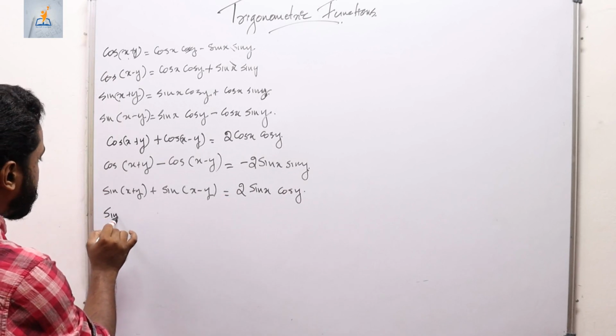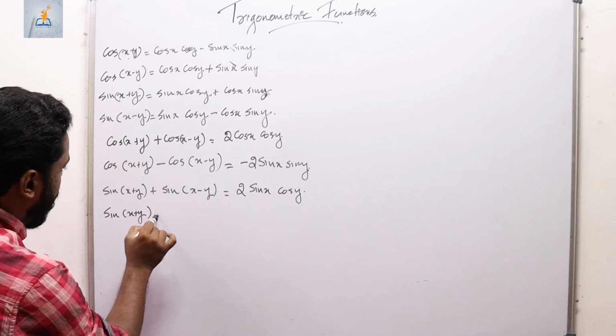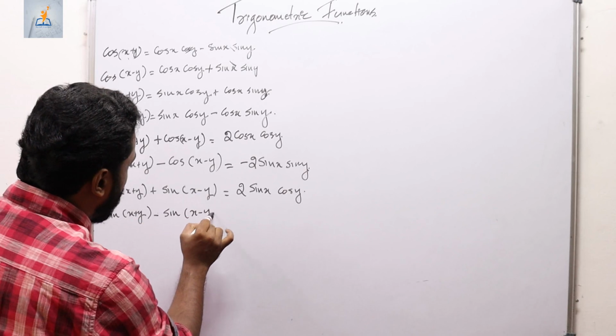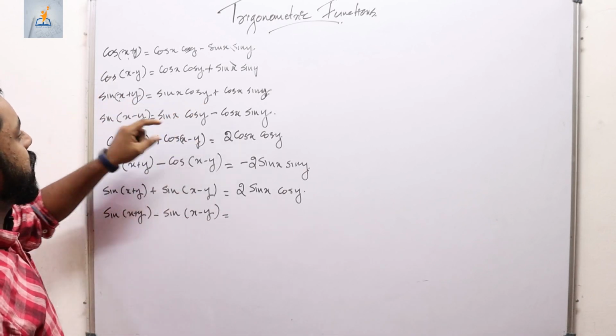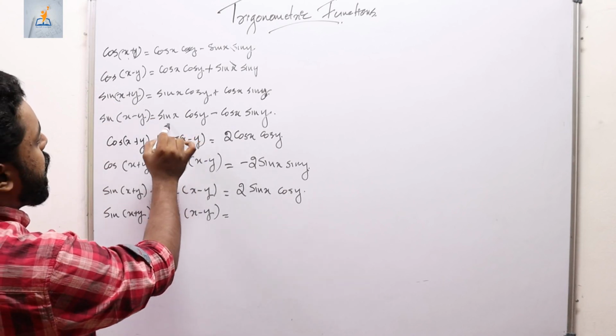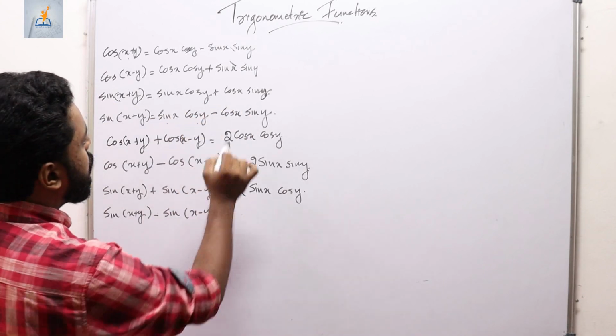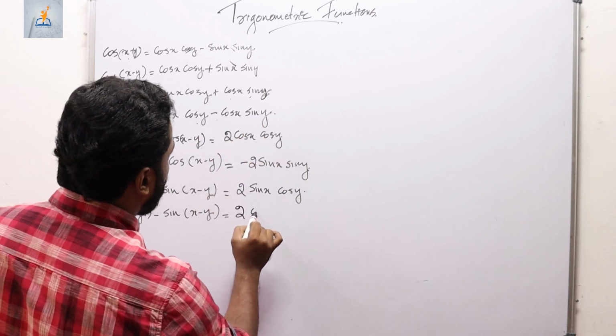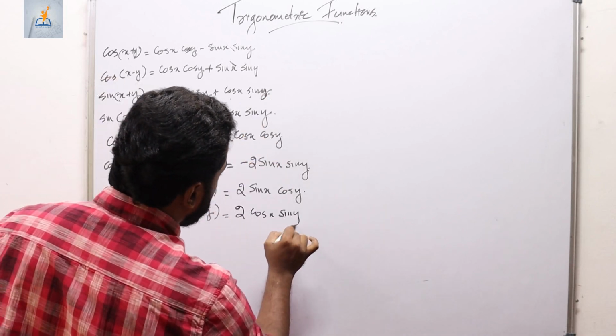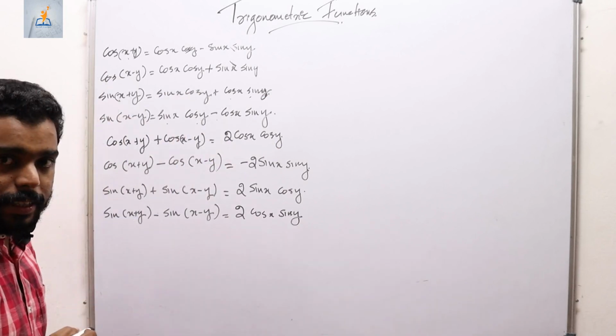Now when I subtract sin(x+y) minus sin(x−y), what we will obtain is sin(x+y) minus sin(x−y). What gets eliminated is thus sin x cos y, isn't it? So we will get cos x sin y minus of minus, plus cos x sin y. So 2 cos x sin y will be the result.